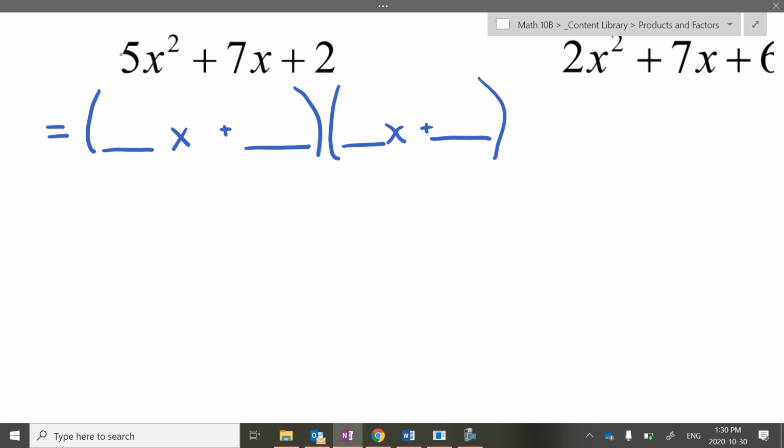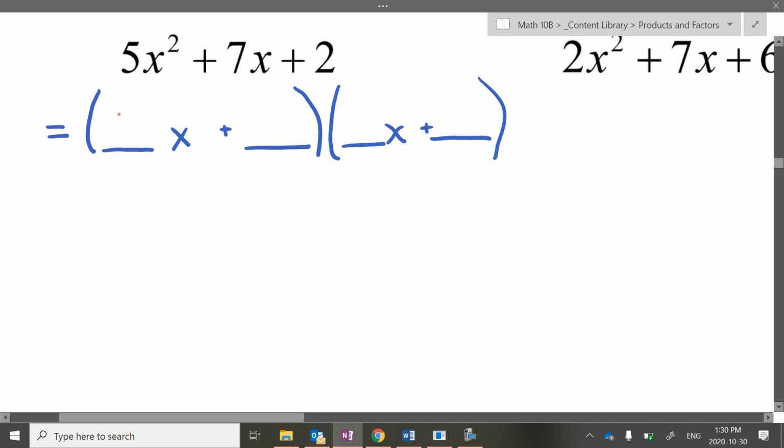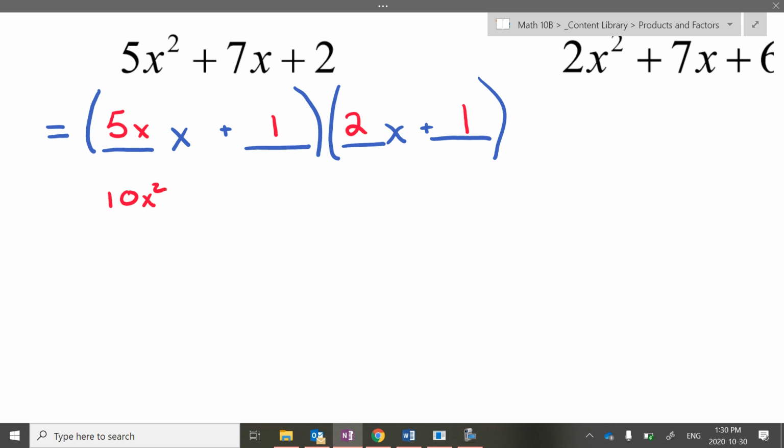10x squared plus 7x plus 1. I mean, for that it's 5x plus 1 and 2x plus 1. Okay, so if I do this, I would get 5x times 2x, that would give me 10x squared. Do I want 10x squared? No. Okay, Carissa.